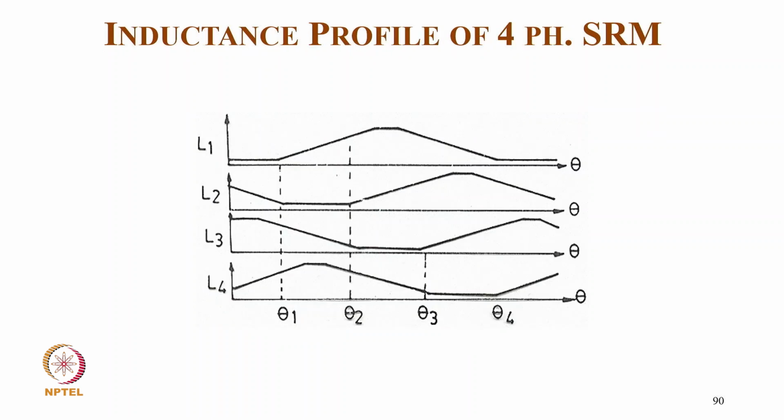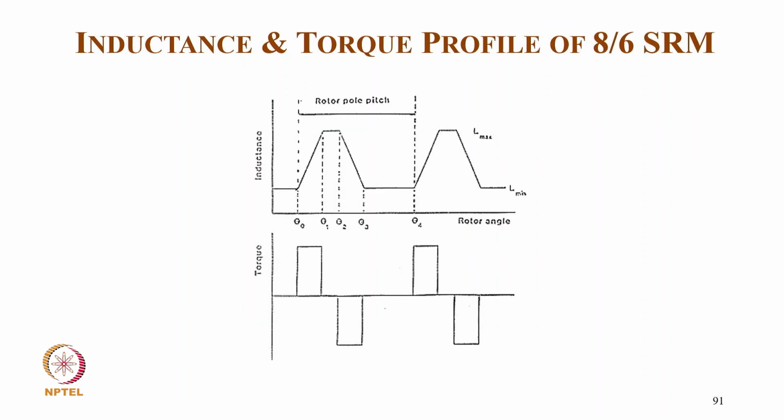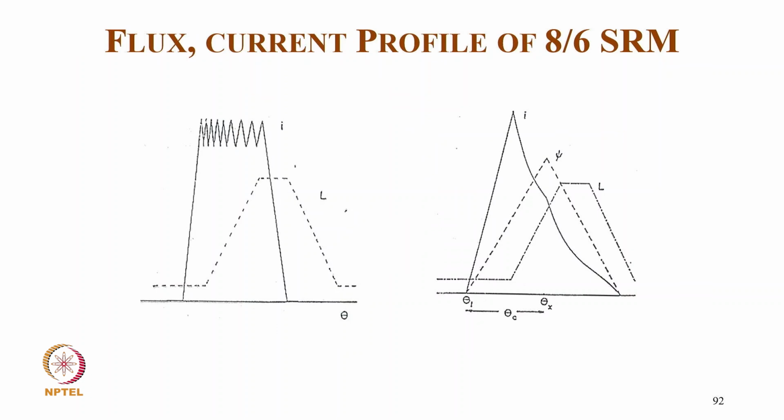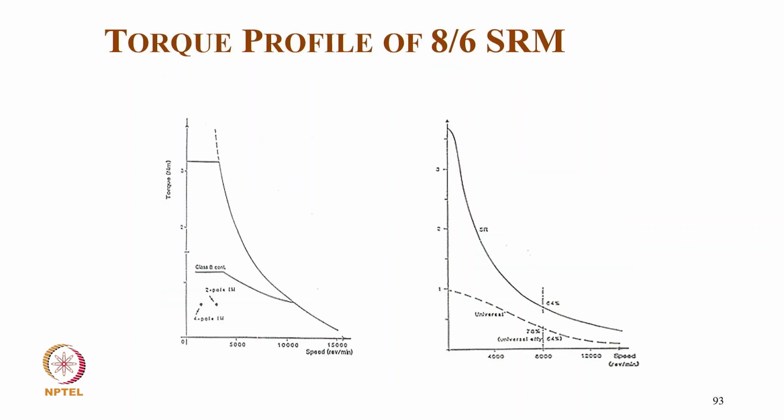These are the inductance variations for all 4 phases, which have a phase shift, and this is typically the rotor pole pitch, and how you excite with the DC current, and how positive torque and negative torque are produced. And this is the current. Typically at low speed, with the inductance, and at high speed, this is how the current looks. And this is typically the torque profile for the different kinds of motors.